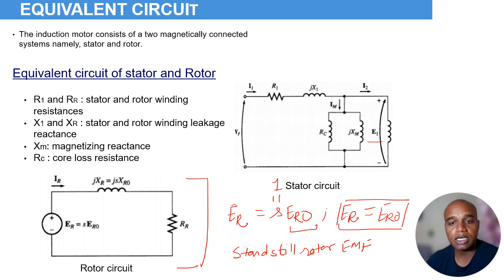So this is the function: the rotor EMF is a function of the slip. As my motor starts rotating and the slip decreases with the gaining of speed, the rotor induced EMF will also decrease. And similar to my stator, we have the rotor resistance and we also have the rotor reactance.